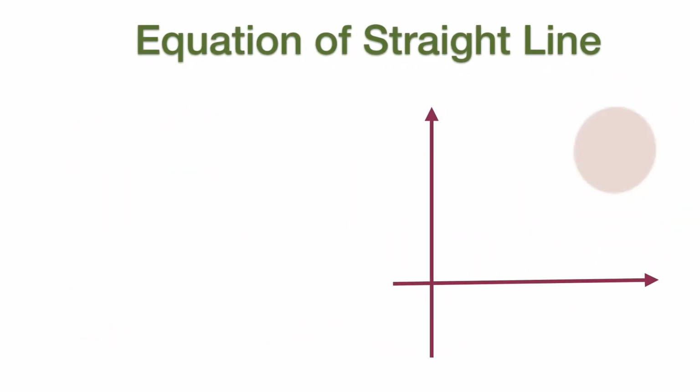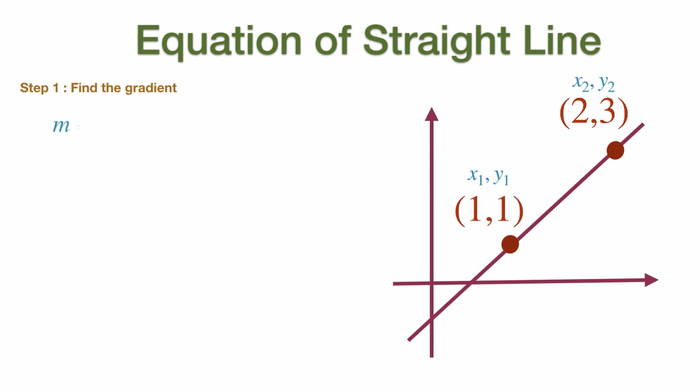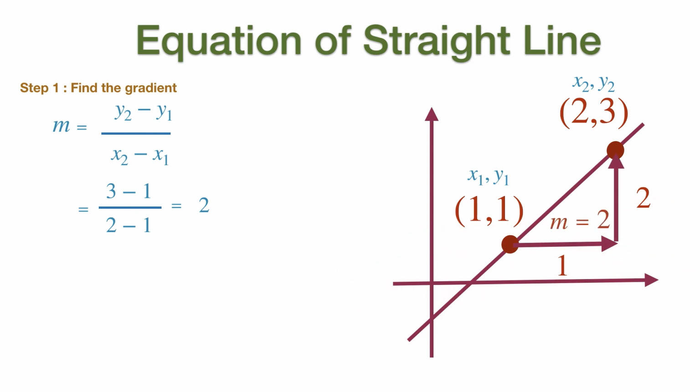We can also work out the equation of a straight line when given 2 specific points on the line. We can use the 2 points to work out the gradient as well as the y-intercept. For example, take a look at this line connecting the points (1, 1) and (2, 3). In step 1 of the calculation, we start by calculating the gradient of the line using the gradient formula. So we label the points x1 and y1 and x2 and y2. We then substitute these into the gradient formula. Calculating this will give us a gradient of 2.